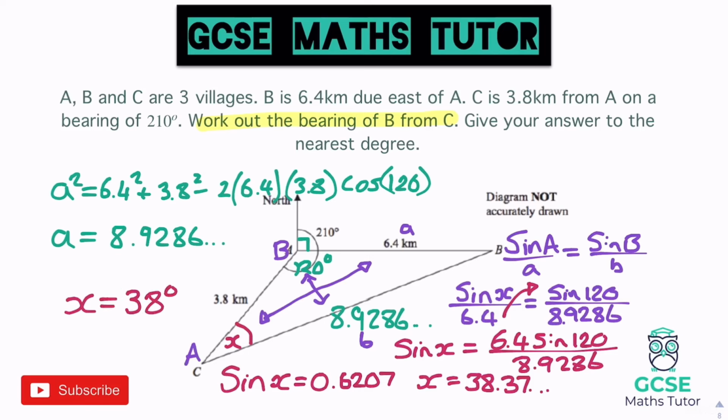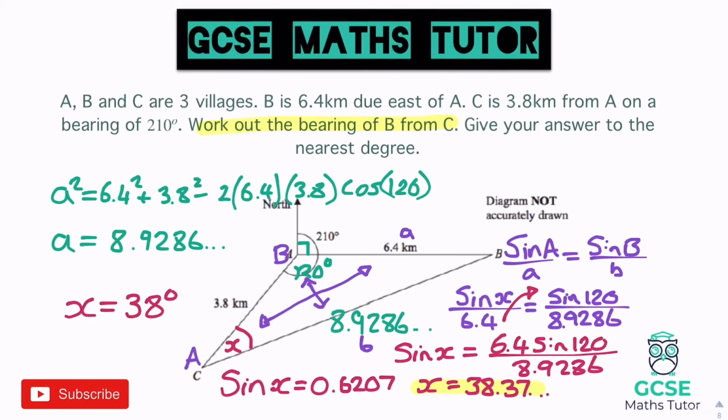And it does say work it out as a bearing, so there's one more little step on here. Let's just highlight that down there. There's our last little bit of working out. Now we've got that the angle there is 38 degrees, we need to think about this in terms of a bearing. Remember the question said the bearing of B from C.